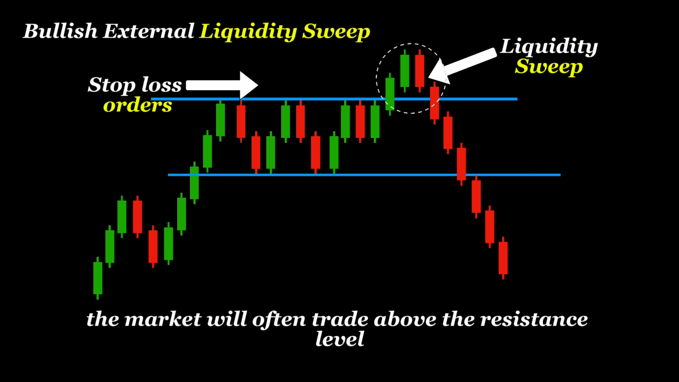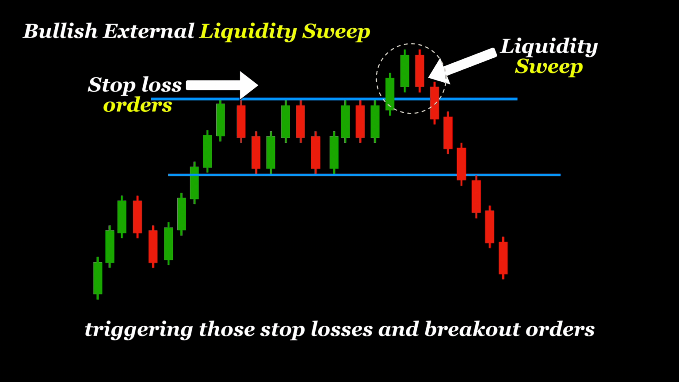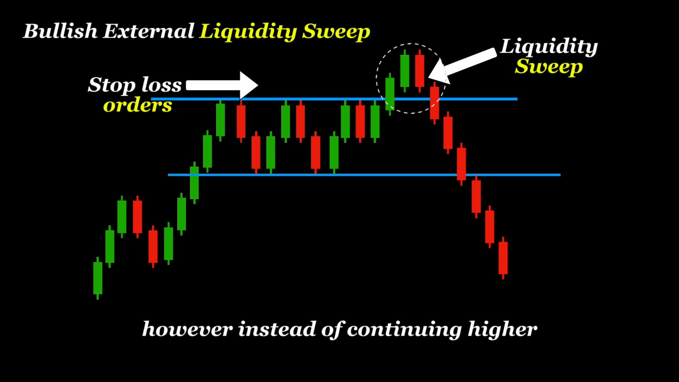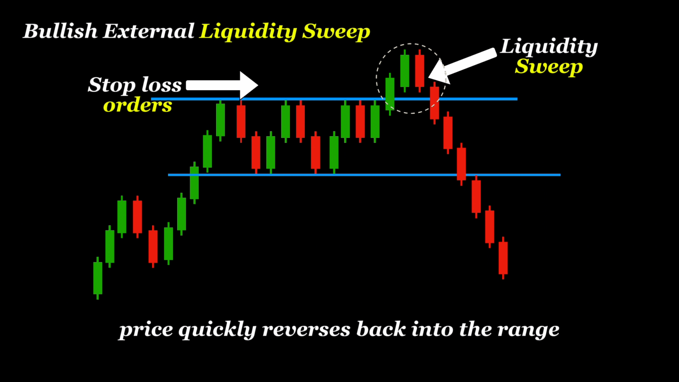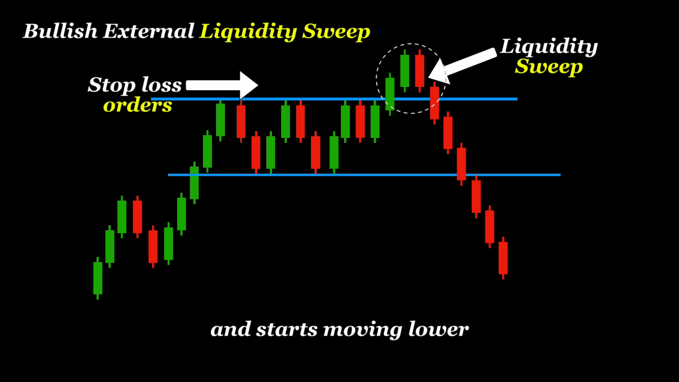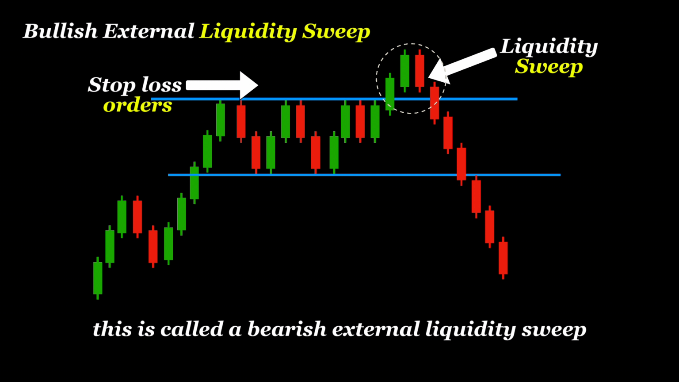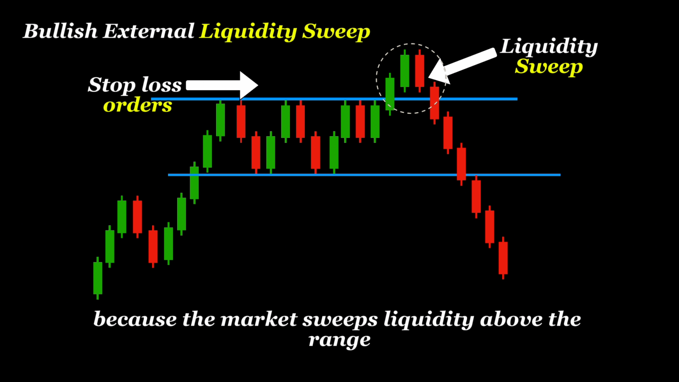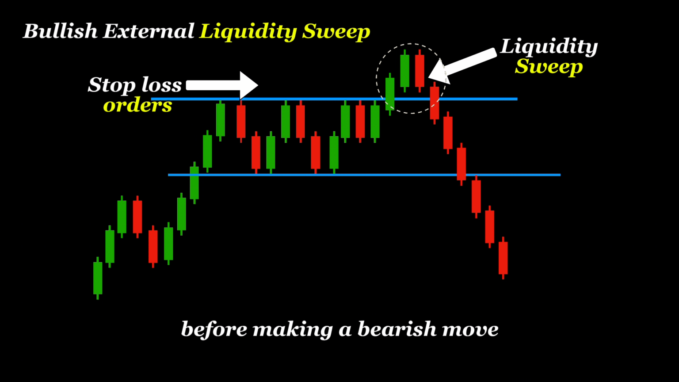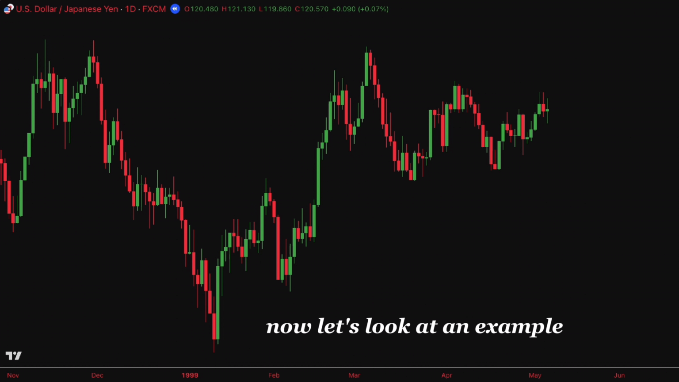The market will often trade above the resistance level, triggering those stop losses and breakout orders. However, instead of continuing higher, price quickly reverses back into the range and starts moving lower. This is called a bearish external liquidity sweep because the market sweeps liquidity above the range before making a bearish move. Now let's look at an example.